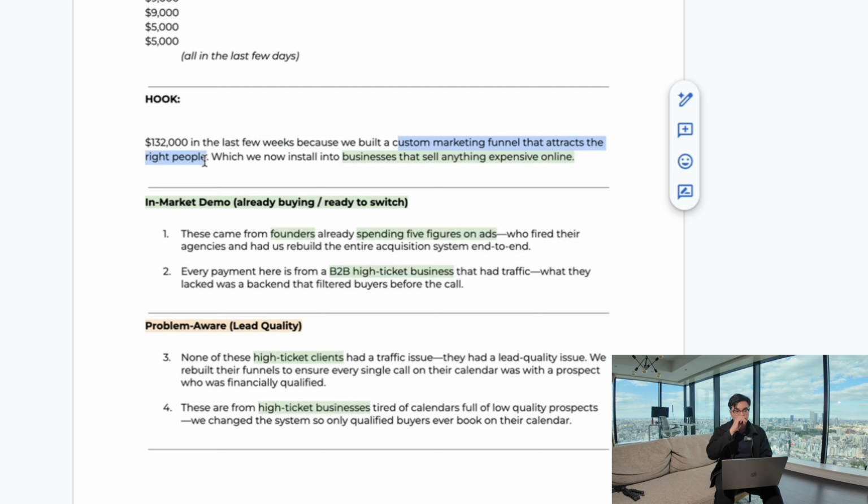So I am indirectly calling out people who are struggling with lead quality. And then in the second part, which we now install into businesses that sell anything expensive online, I'm already qualifying them even further. So it's an indirect qualification to a direct qualification as well. So not only do I have a strong hook, but the second section is going to be qualification and qualification.